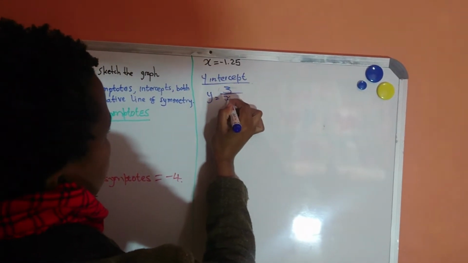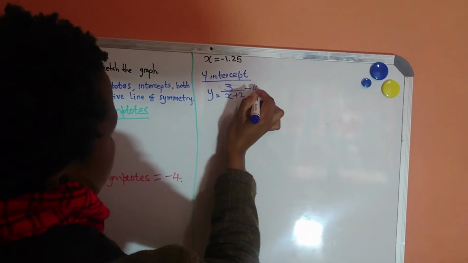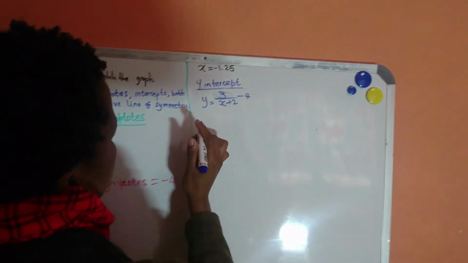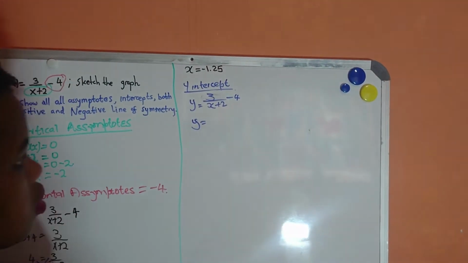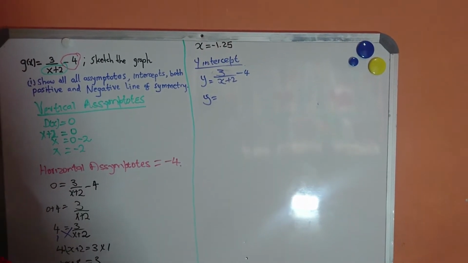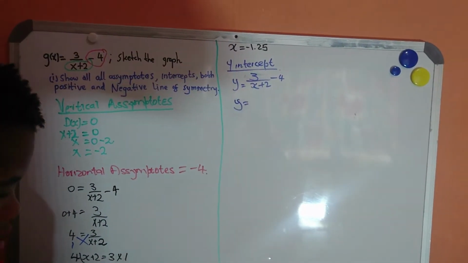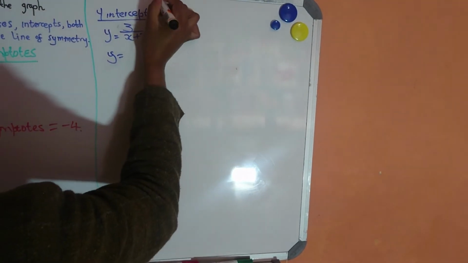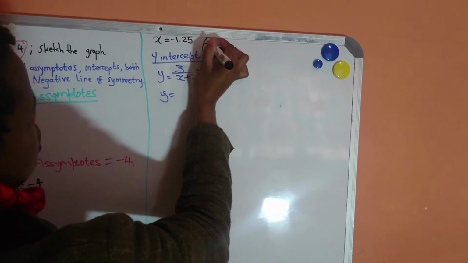3 over x plus 2 negative 4. But when x-intercept, what is the value of y? When x-intercept, y is equal to 0. So I think it's good when you write it as a coordinate. You say (x, 0) is a coordinate in a bracket for the x-intercept. That's a good way of writing it, even though it's not wrong.